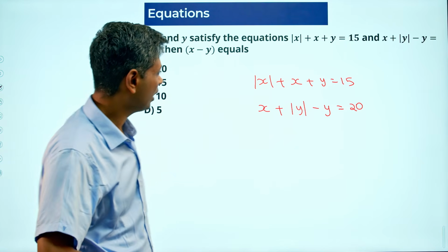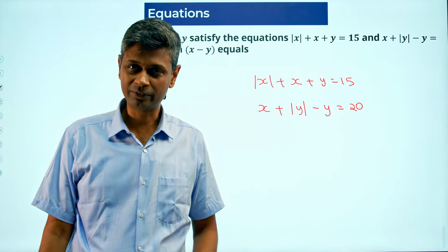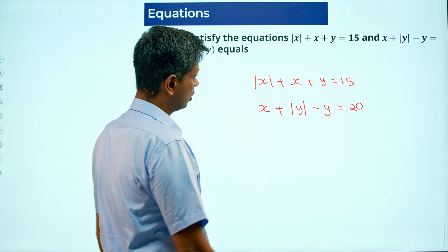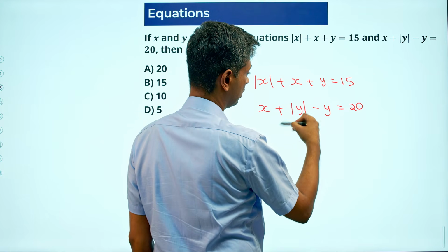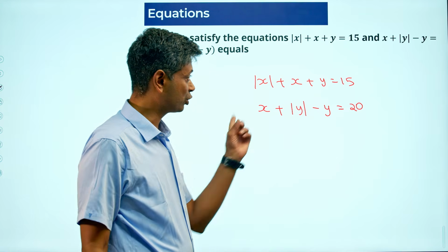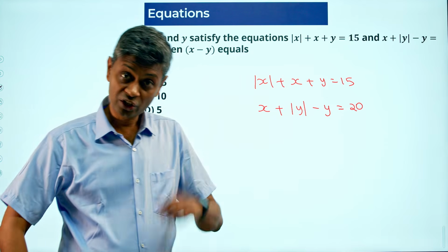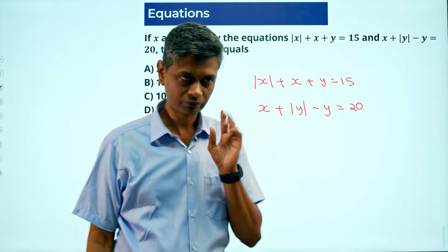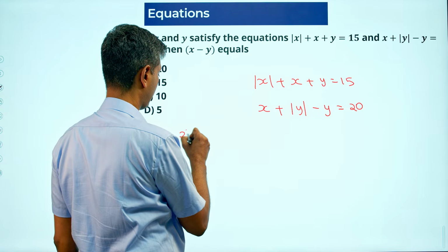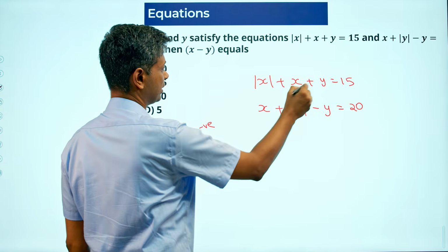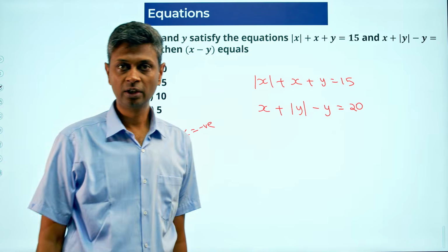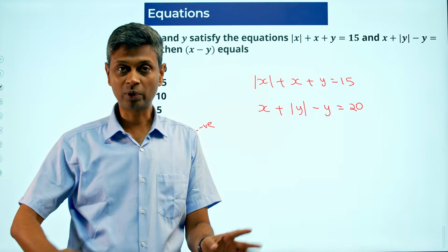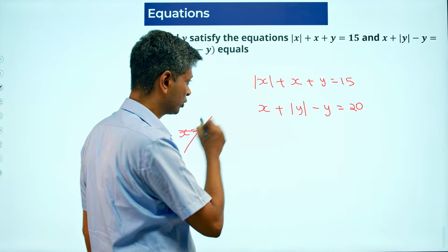Let's say |x| were negative, hypothetically. If x were negative, then |x| + x would be 0, so y is 15. Plug y = 15 here, and |y| - y is 0, so x has to be 20. But our initial assumption was that x is negative, so that doesn't work. So x negative is ruled out, and x is positive.